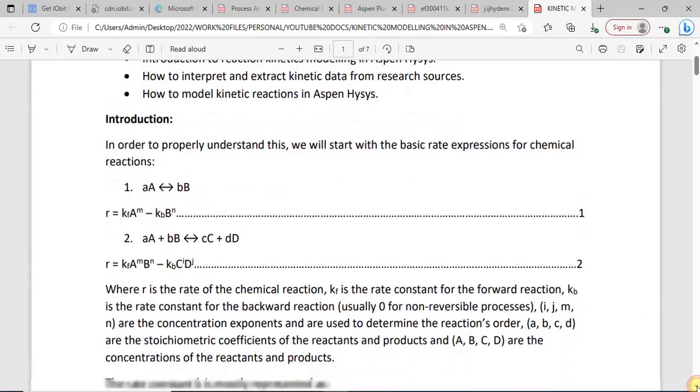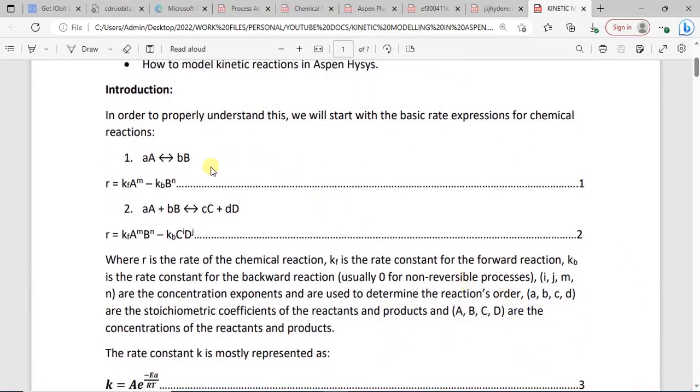First, we are starting with the introduction to reaction kinetics. For that, we are making use of two basic reactions. The first reaction is A gives B, where A is your reactant and B is the product. So A reacts to produce B, and also you have a backward reaction, so this is a reversible process. A reacts to give you B, and some of B also reacts back to give you A. That's the first reaction we are going to explore in this tutorial.